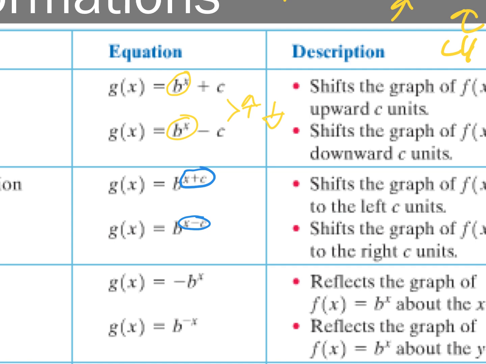So if it's behind, it moves it up and down. If it's in the exponent, it moves it which way? Left and right. And it's the opposite of what you think. So if it says plus, it's going to move left. And if it says minus, it's going to move to the right. That make sense? Yes. Okay.